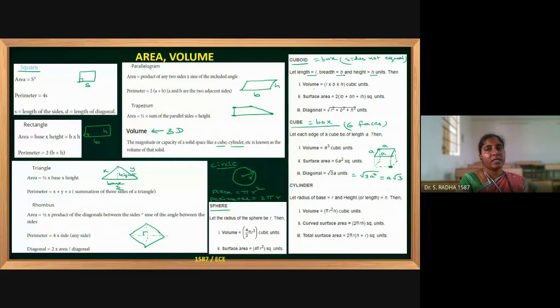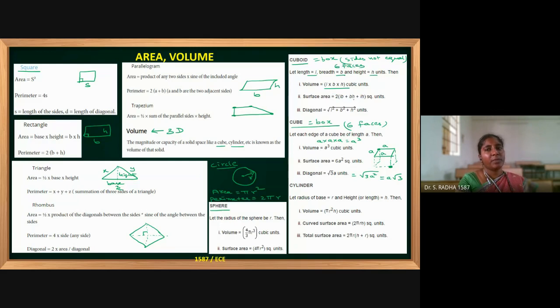And in this case, volume is L into B into H. Because in cube all are equal, A into A into A is nothing but A cube. But here we are writing L into B into H. And surface area, what I told, the 6 faces are there. This cuboid also will have 6 faces. One side you will have area L into B.